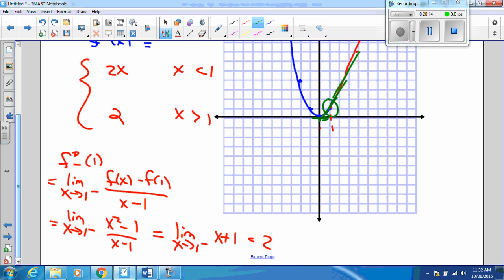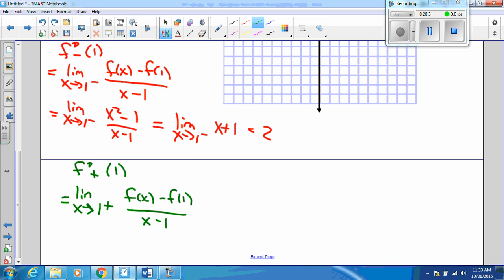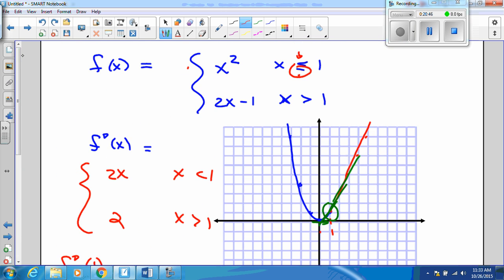All right, now what about from the right? The right is going to be very similar to this. We're going to compute the derivative from the right as the limit as x goes to 1 from the right of f of x minus f of 1 all over x minus 1. But now we have to be careful about two things. First of all, we have to be careful about which piece we're going to use for f of x. Going back to our f of x, because we're looking to the right, we have to use the piece that is defined for x bigger than 1. That piece is 2x minus 1.